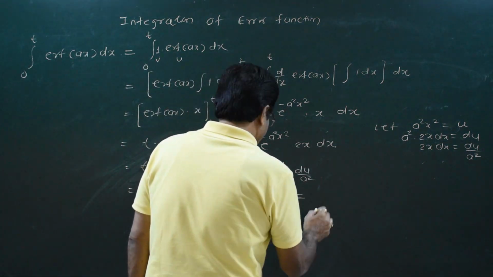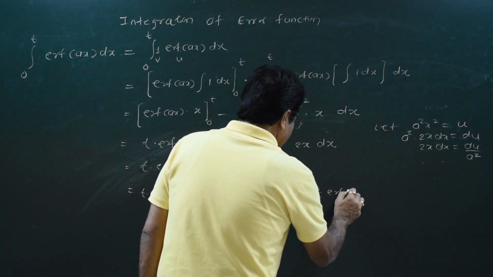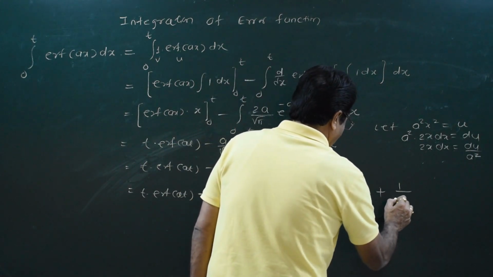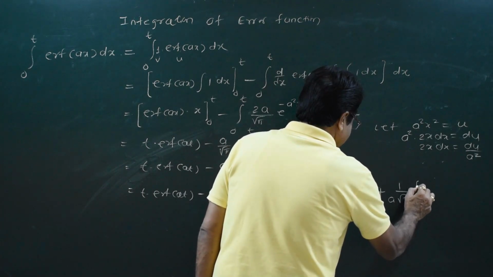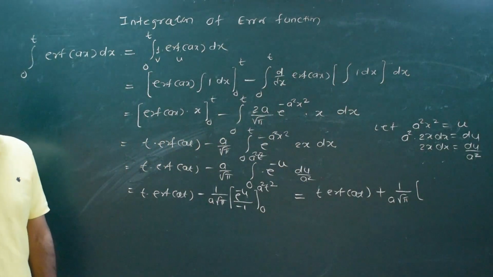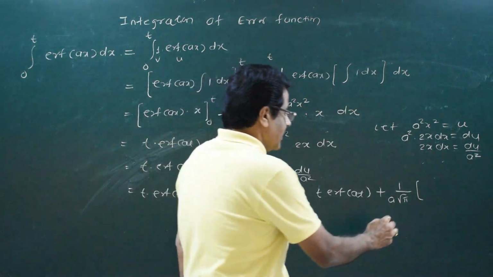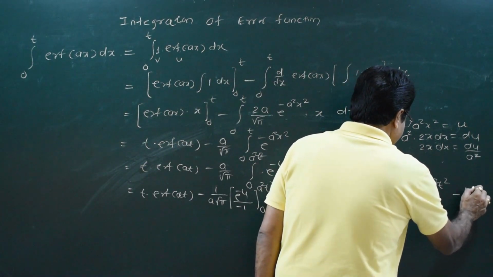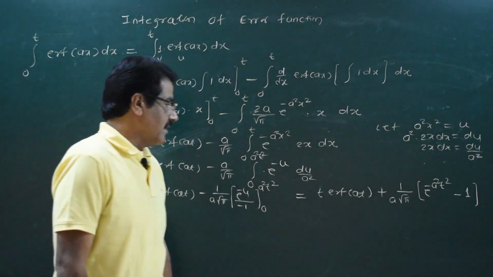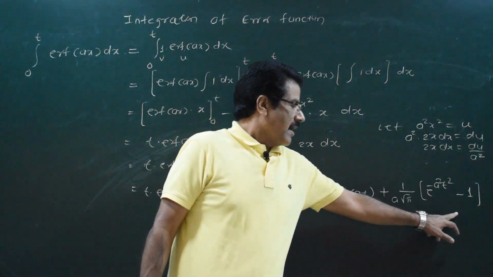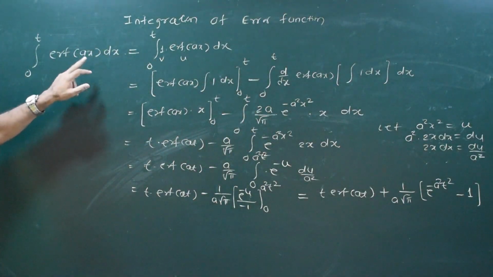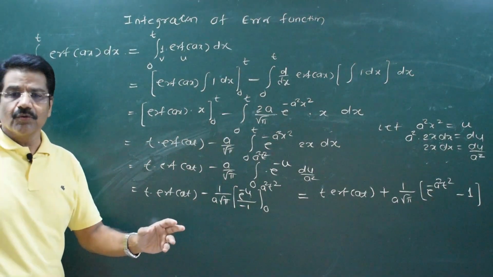Then let us proceed for next step, t into error function of at plus 1 upon a root pi as it is, and now we have to put upper and lower limits as e raised to minus a square t square minus e raised to 0, and that is equal to 1. So this is called the answer for integration of error function of ax dx within the limits 0 to t.